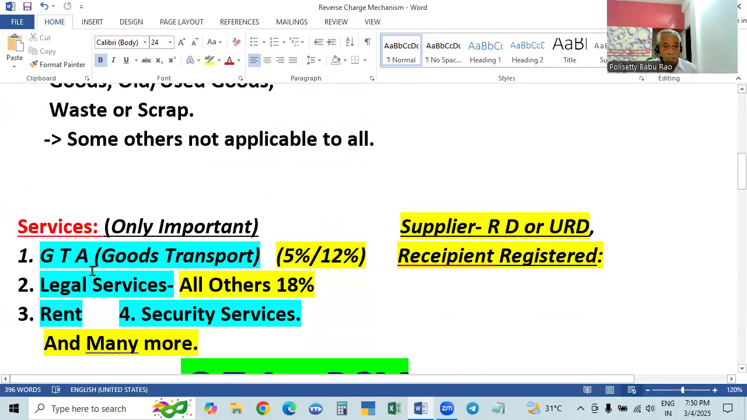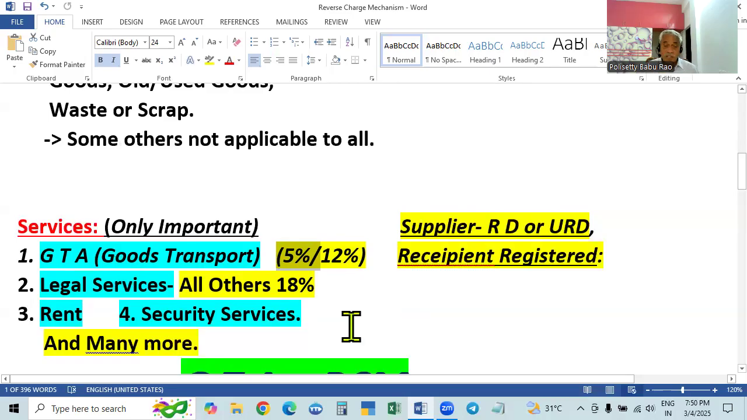In every case, but in the case of GTA also, we will take this up, and it is most important. Every business will get GTA services, legal services, rent. There may be rent or not. Security services will be received. All others are the same as this one, the entries will be the same. But here we will learn about the most important one, GTA, Goods Transport Agency. For this also 5% is applicable under reverse charge, whether the GTA is registered or unregistered, 5% RCM is applicable. Okay, now we will learn what is meant by GTA.